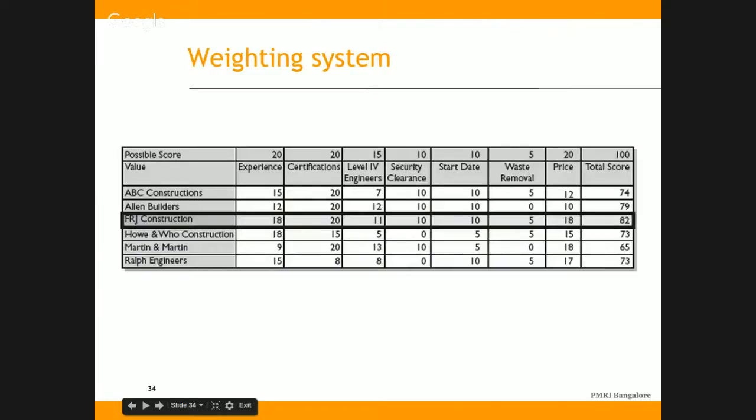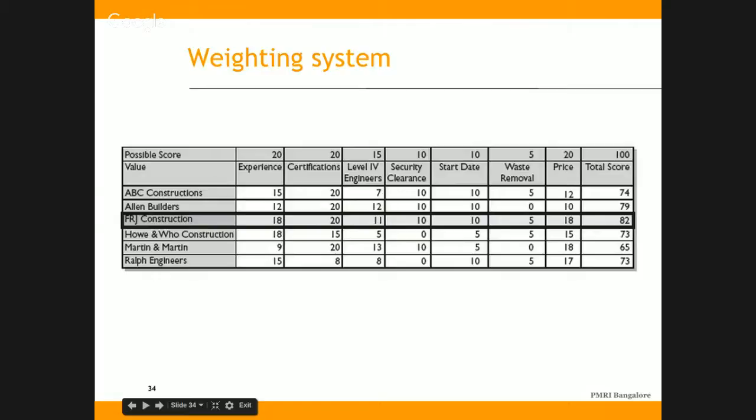This is an example of a weighting system. Now here, if you see, for experience, we give 20 points, certifications 20, level 4 engineers 15, security clearance another 10, start date 10, waste removal 5, price 20, and the total score is 100.